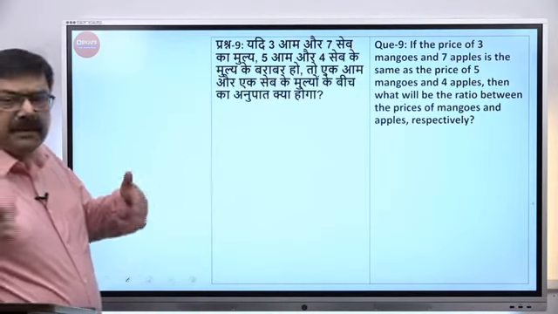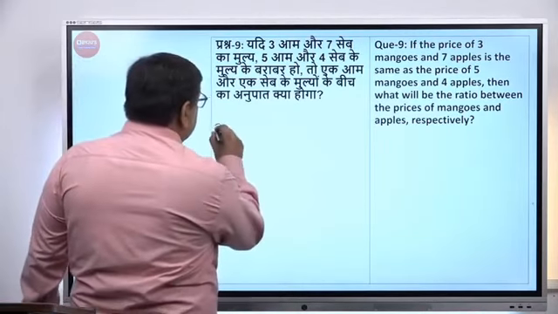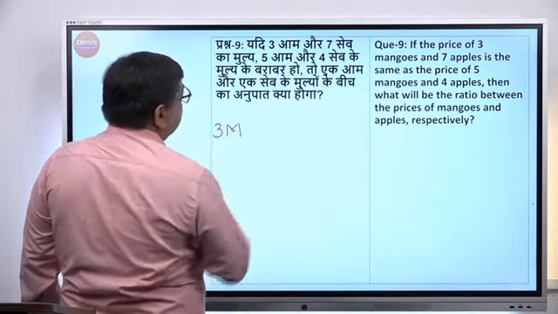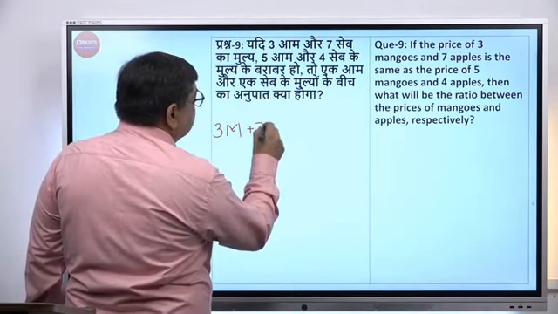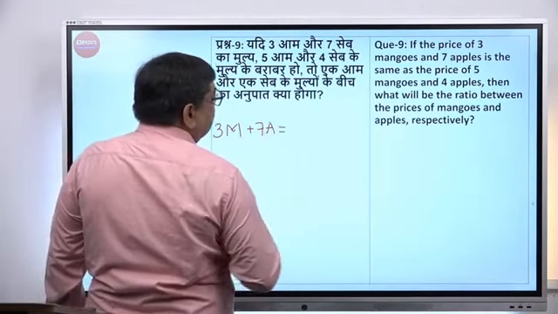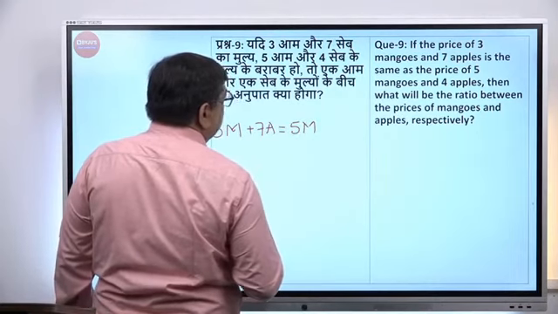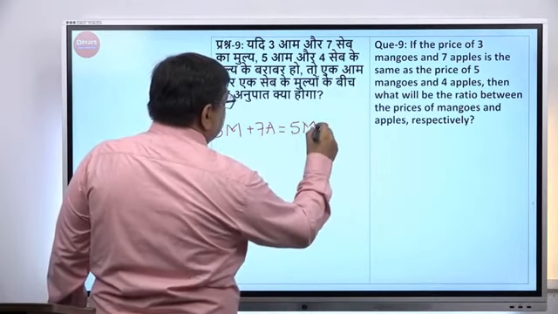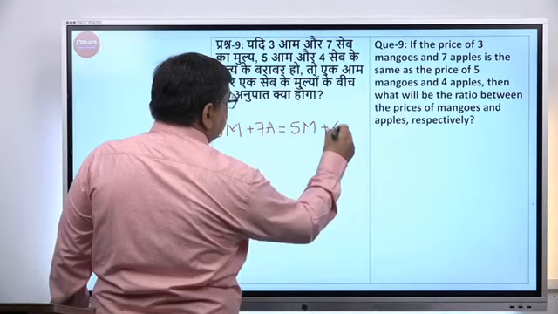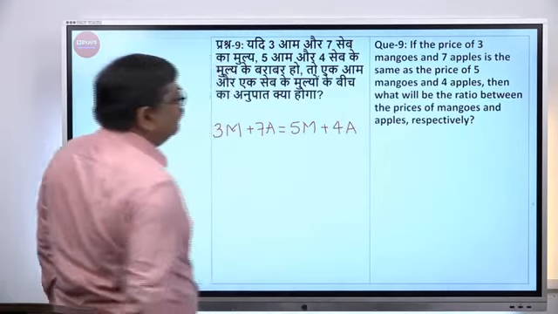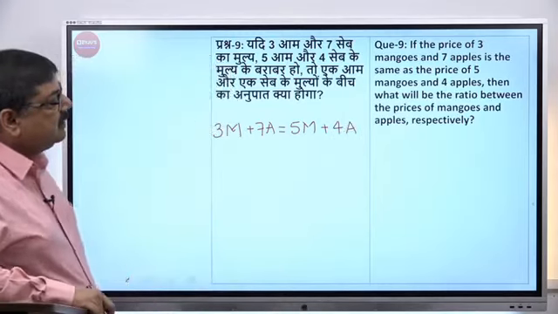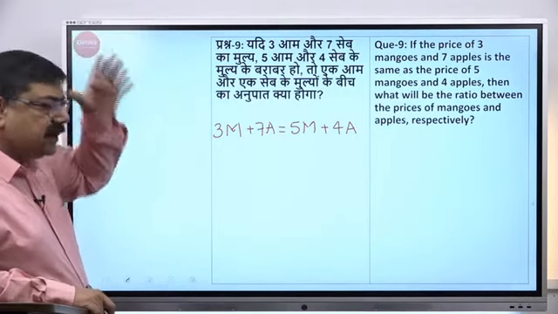If the price of, चलिए मैं साथ में करता हूं. If the price of 3 mangoes, अगर 3 आम और 7 सेब and 7 apples is the same as the price of 5 mangoes, अगर ये बराबर हो 5 आम और 4 सेब के मूल्य के, 5 mangoes and 4 apples, that's it. What will be the ratio between the prices of mangoes and apples respectively?